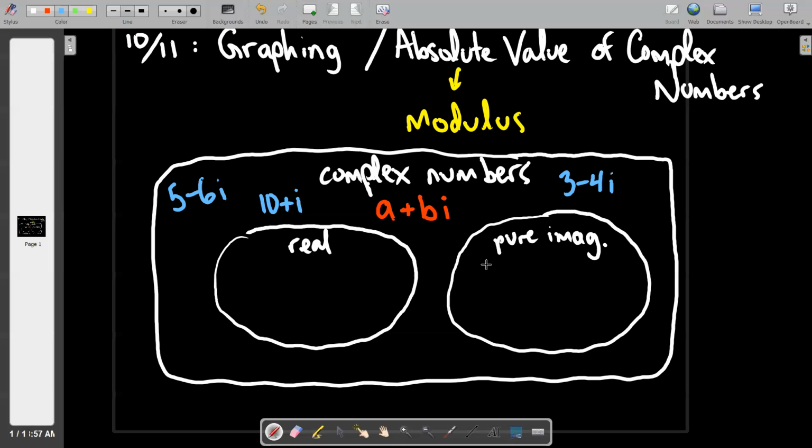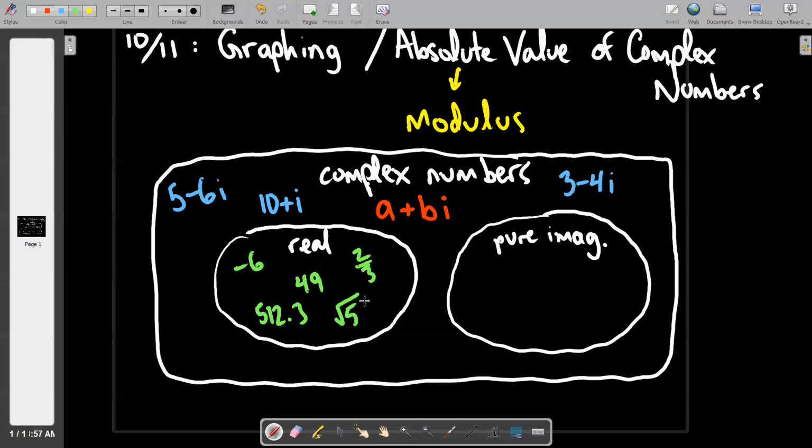So an example of a real number would be something like negative 6, 2/3, 49, 512.3. Those are all examples of real numbers. You could even put a square root, like the square root of 5. As long as it doesn't have an imaginary component to it, then it's what we call a real number.